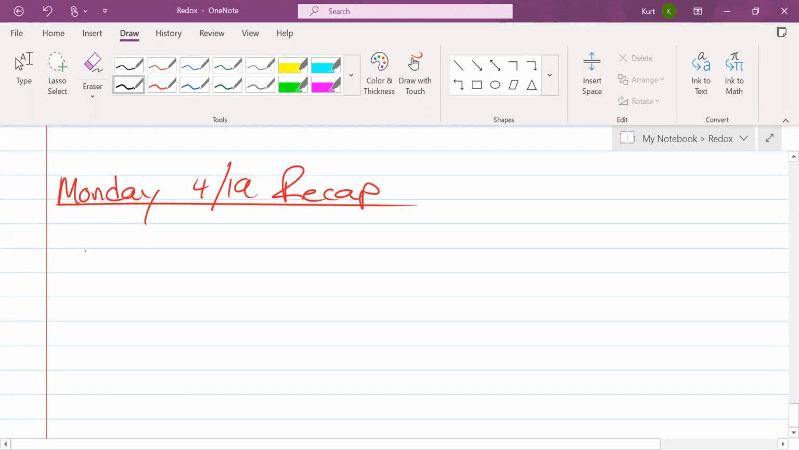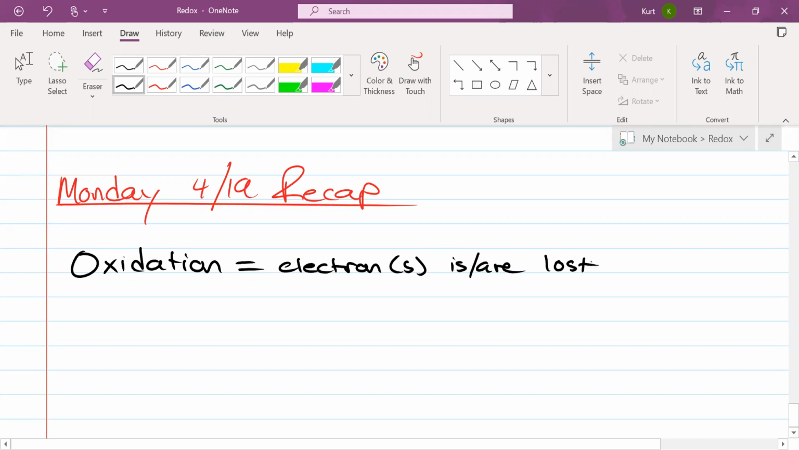What does it mean if something is oxidized or if oxidation has occurred? David. All right, electron, either plural or singular, lost. Remember, you can say lost, you can say donated, you can say taken. I don't care what verb you use, as long as you are conveying that they are no longer with that molecule or compound, it's fine. And what is reduction? Tim? Electron or electrons is or are gained.